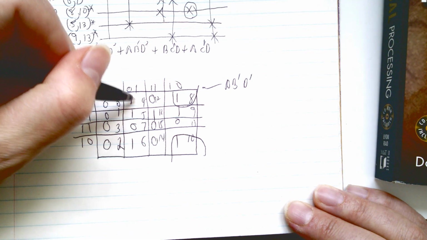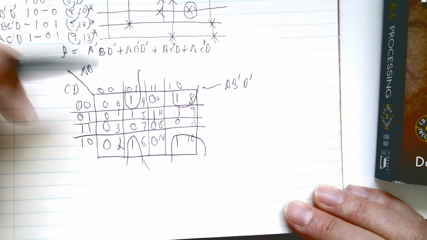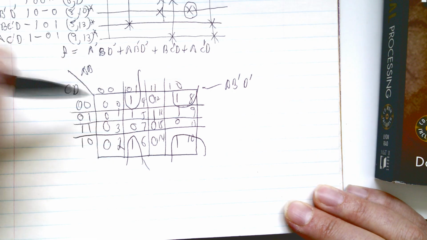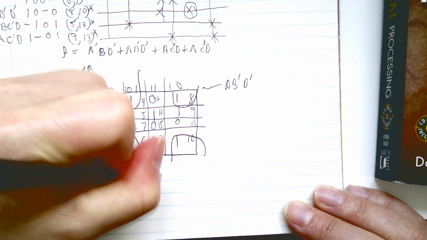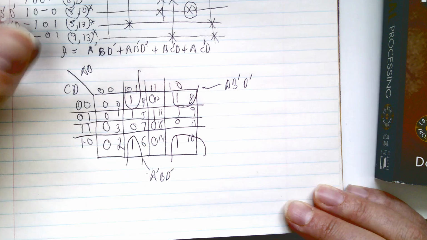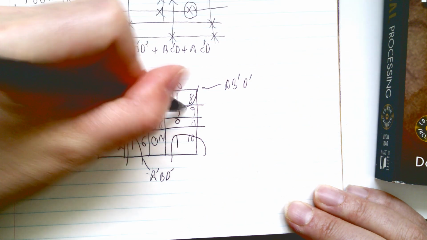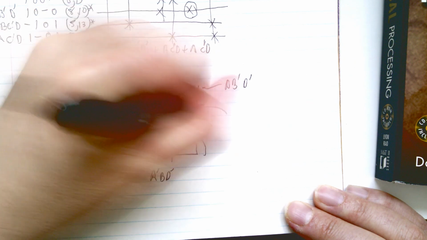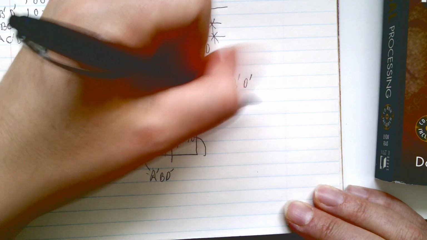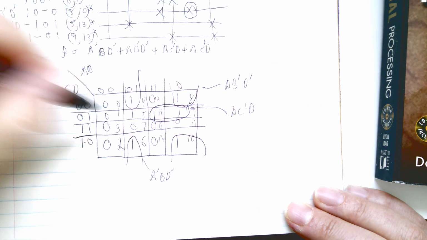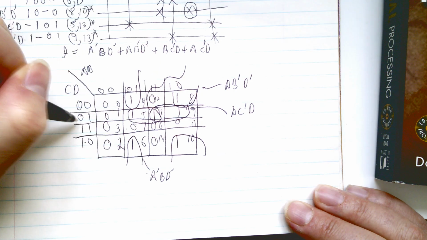And this is going to correspond to A prime, B, D prime. And then the looping in the center, this is the one where things can get a little bit arbitrary. We'll do A, C prime, D. And then over in here, we'll get something like B, C prime, D.